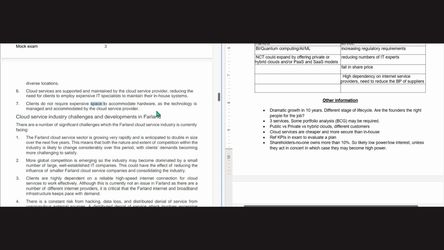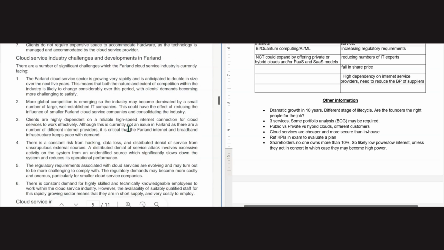What I've done is I've put it into other information. Cloud services are cheaper and more secure than in-house. I've just summarized the main issue. All right, but not a big problem. The next section, cloud service industry challenges and developments.